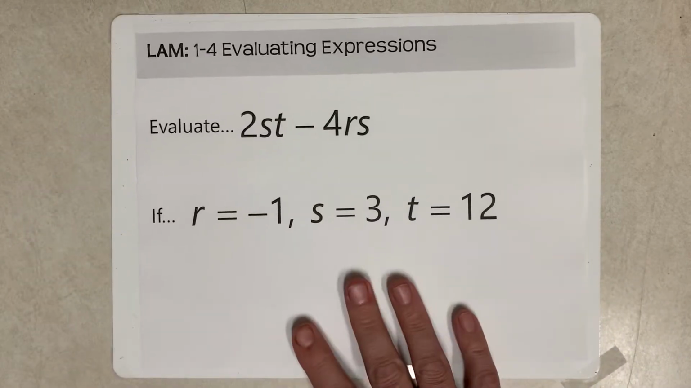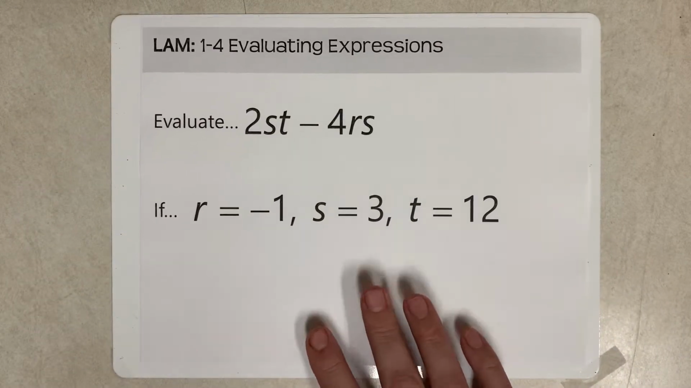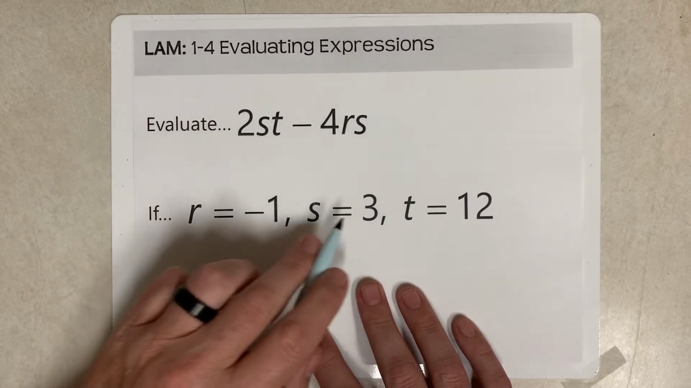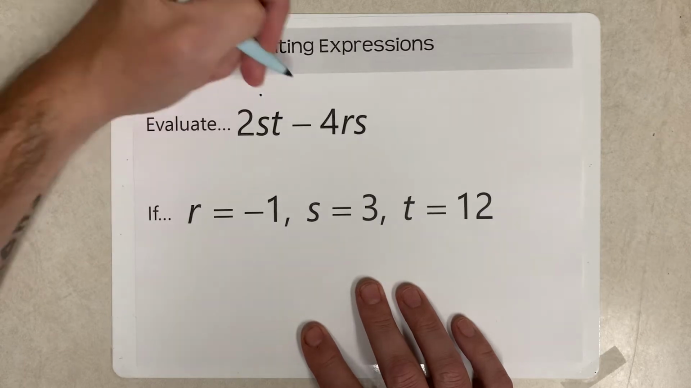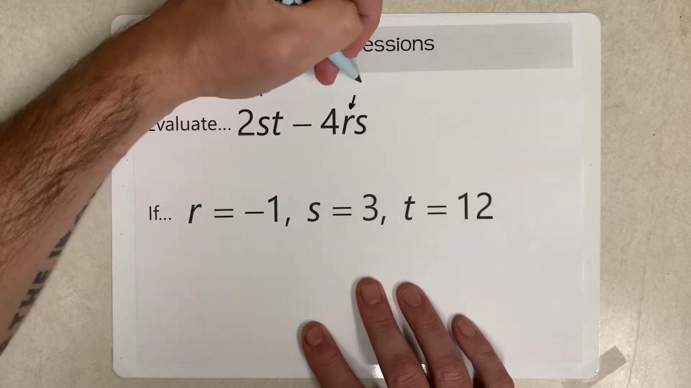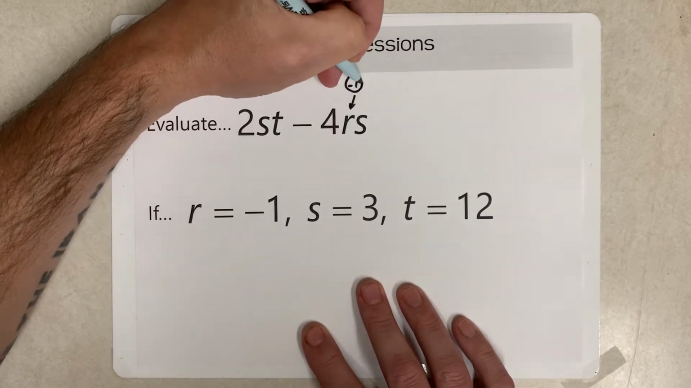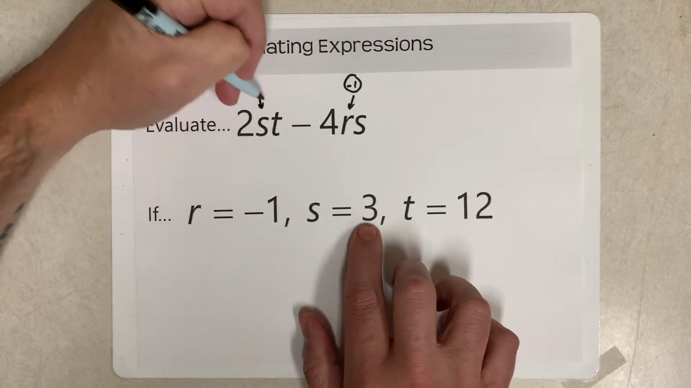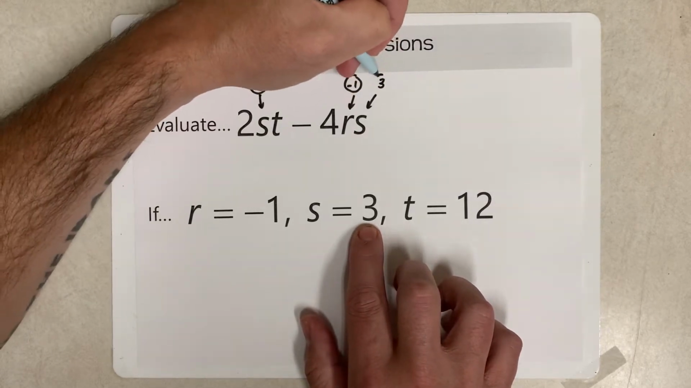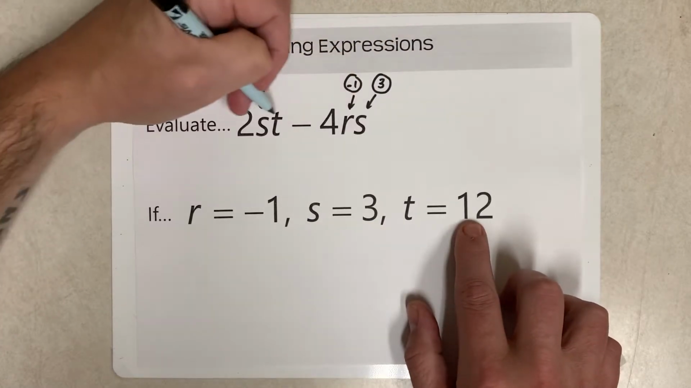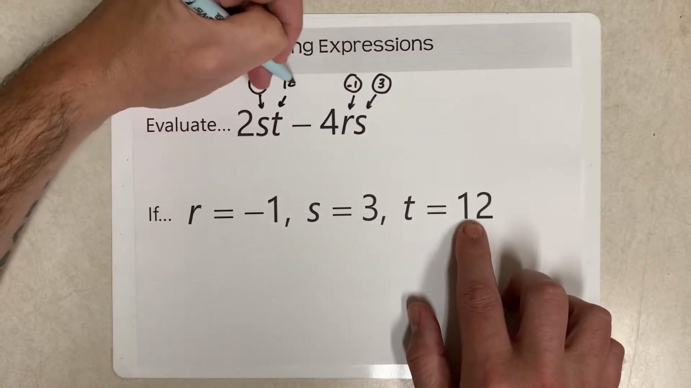All right, let's try this one. Okay, this one has all three variables in it. Again, r is -1, s is 3, t is 12. So let's plug them in. So let's go with r first. r is -1, s is 3, 3, 3, and t right here is 12.